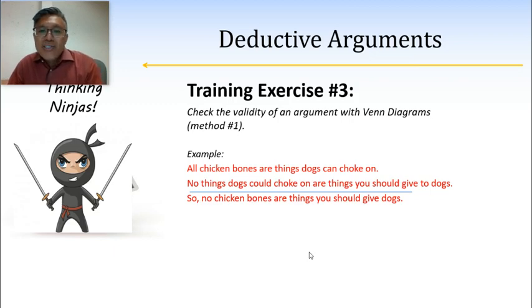All chicken bones are things dogs can choke on. No things dogs can choke on are things you should give to dogs. So no chicken bones are things you should give to dogs. Lots of words with dogs and bones in it.